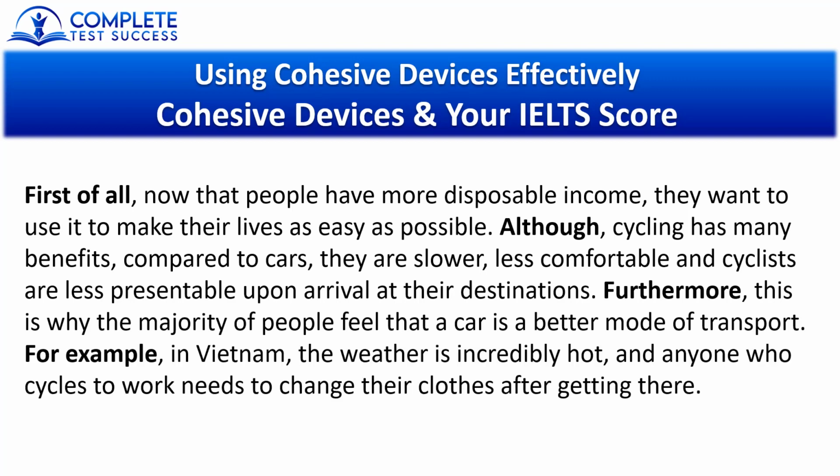And here's the last sentence. For example, in Vietnam, the weather is incredibly hot, and anyone who cycles to work needs to change their clothes after getting there. And this time, we do need this cohesive device. If we remove "for example", the reader will be confused as to why we are suddenly talking about Vietnam. But if we make it clear that we are giving an example of the thing we've already discussed, then the reader knows exactly what's happening and there is no confusion.